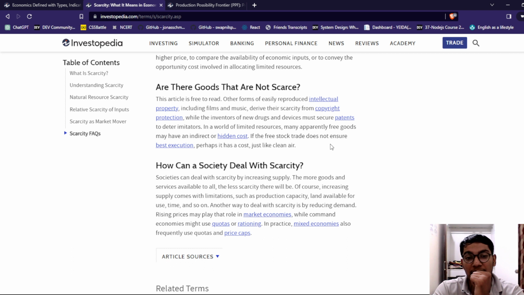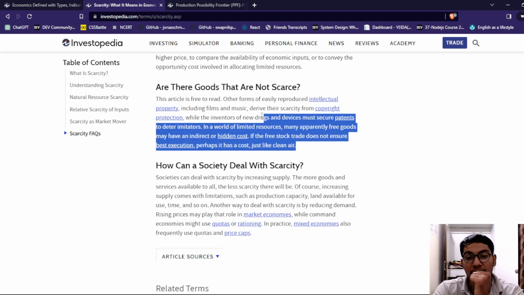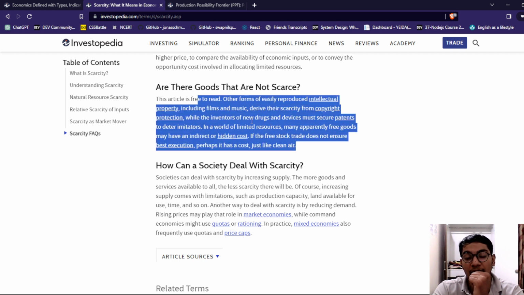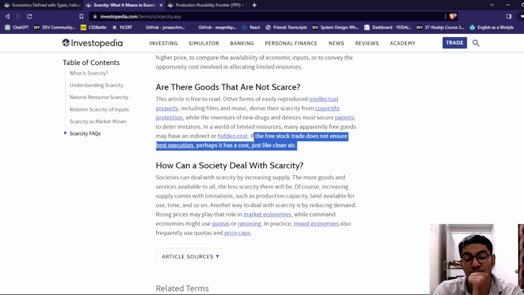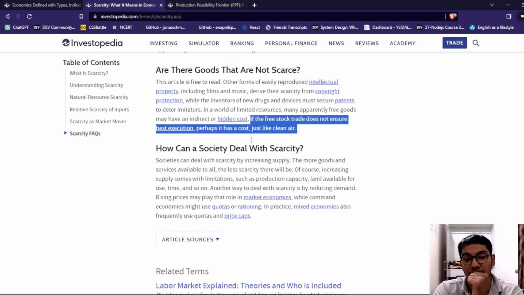Other forms of goods, especially reproducible intellectual property, including film and music, derive from the scarcity of copyright issues. While in the investor's world, free drugs, new drugs and devices are not discussed. In the world of limited resources, many apparently free goods may have an indirect or hidden cost. If a free stock trade does not ensure best execution, perhaps its cost will lie there.